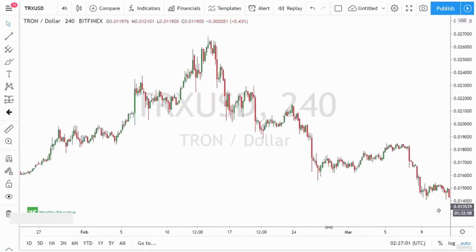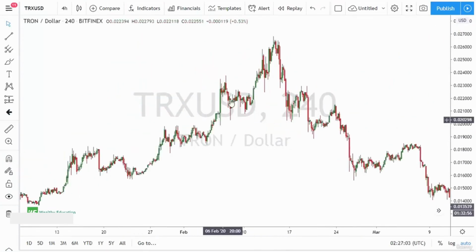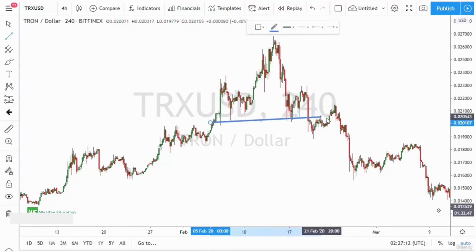And finally, over here in Tron, this is a 4-hour chart. You can see that we had been rallying. We got a nice rally there, a bigger rally, and then kind of ran out of steam. Let's go ahead and draw our neckline.